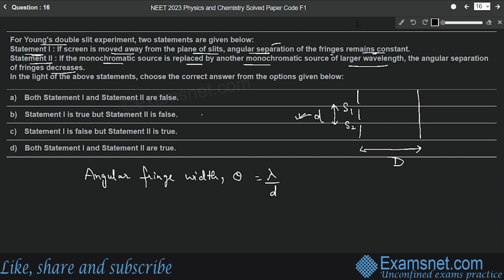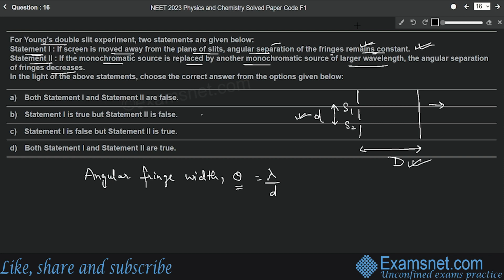Okay, and here the first statement says that if screen is moved away from the plane of slits, that means this screen is moved away. That means this capital D will increase, right? So in this case, angular separation of the fringes remains constant. Yes, this is a correct statement because we can see that this angular fringe width is independent of capital D. It does not depend on capital D, so it will remain constant.